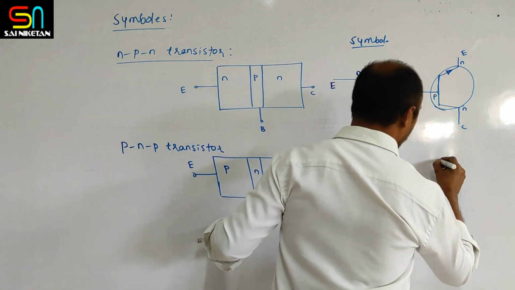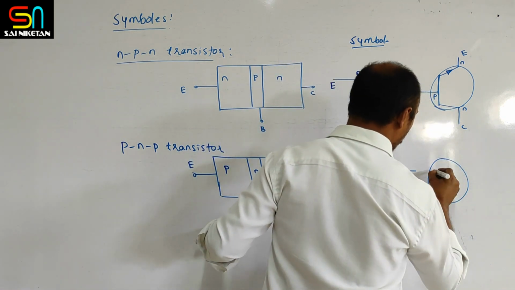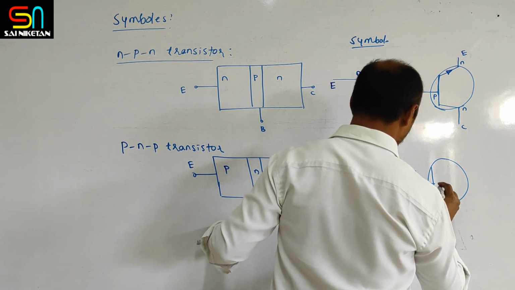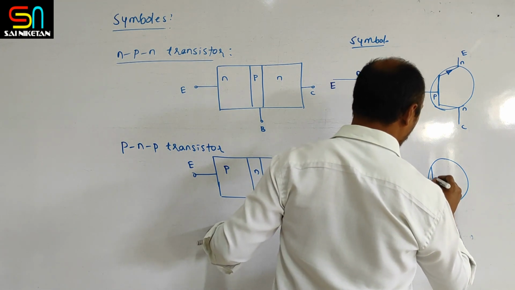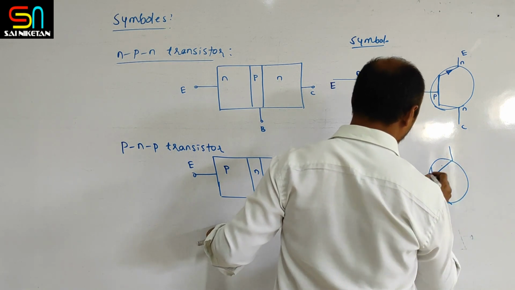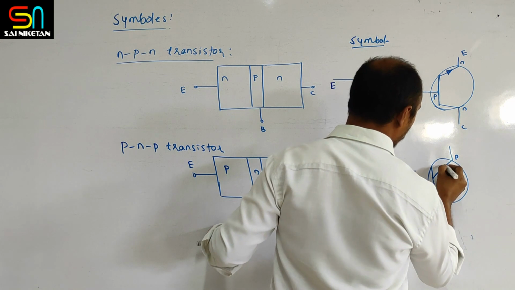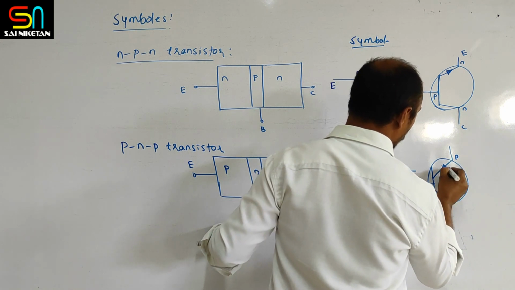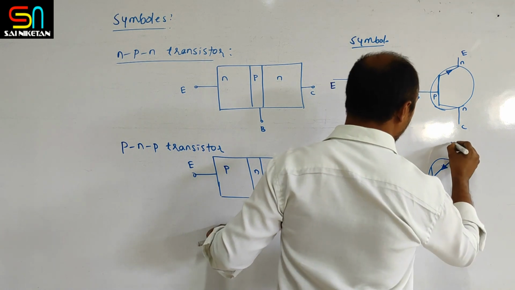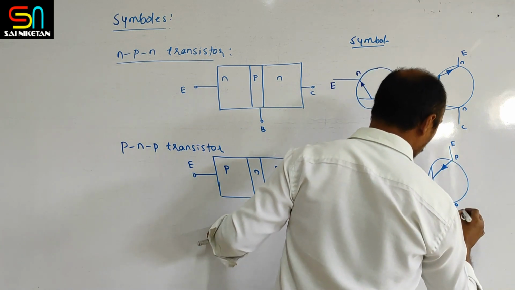Similarly, if I am drawing like this, this is the base, which is N, and we are marking two inclined lines, where the arrow mark is there it is P. So the arrow mark must be from P to N. This is also P. This becomes the emitter and this becomes the collector.